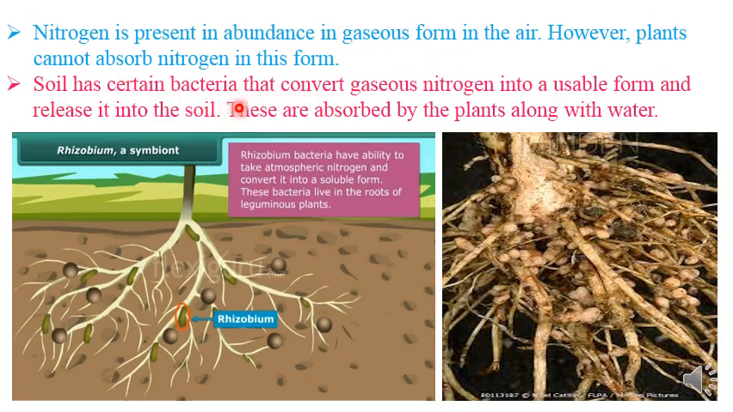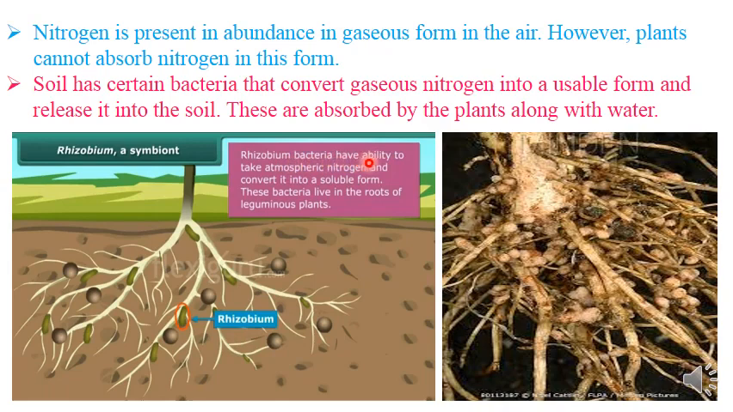So, they take the help of bacteria called rhizobium. They convert that gaseous nitrogen into a useful form of nitrogen which is released into the soil. You can see here the rhizobium bacteria. They get nitrogen from the atmosphere, convert it into a useful form of nitrogen and release it into the soil.